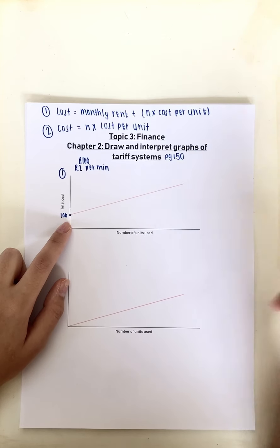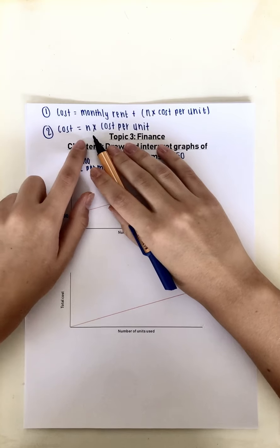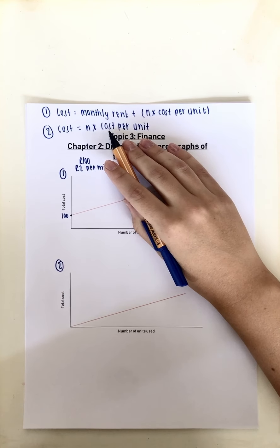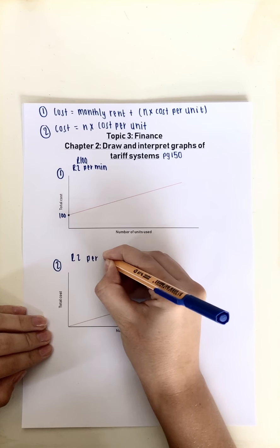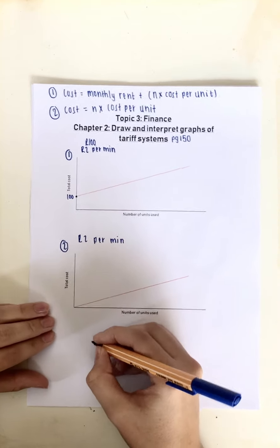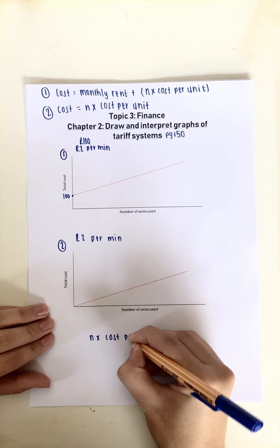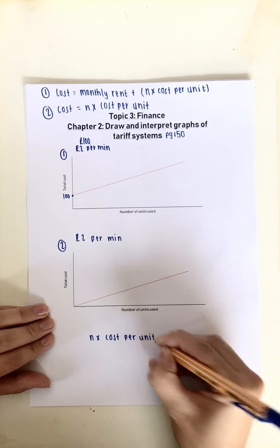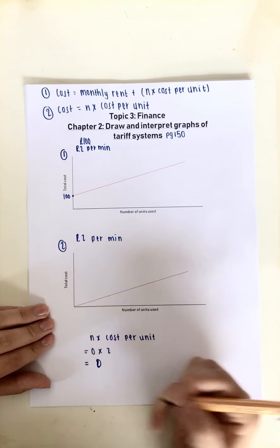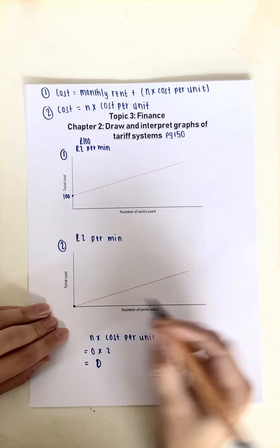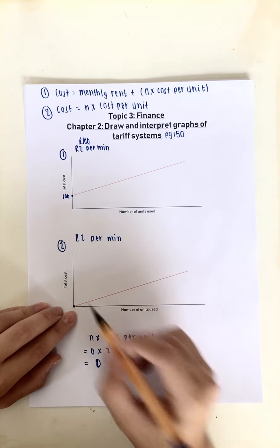Okay, and then it would start going up as you use your minutes or as you use your number of units. The second one, because there is no monthly fee, there's no constant. So if we just have 2 Rand per minute and we used 0 minutes, then that would just be n times cost per unit. So that would just be 0 times 2, which will give you 0. Okay, and that's where we start. And then as you go up, then it would increase. As you increase the number of units used, then your cost will go up.